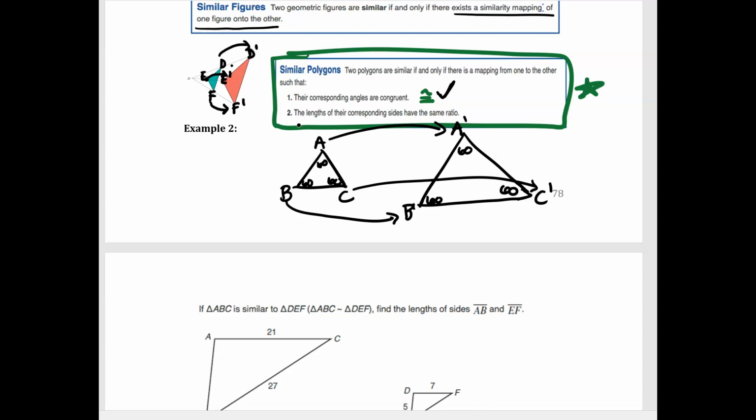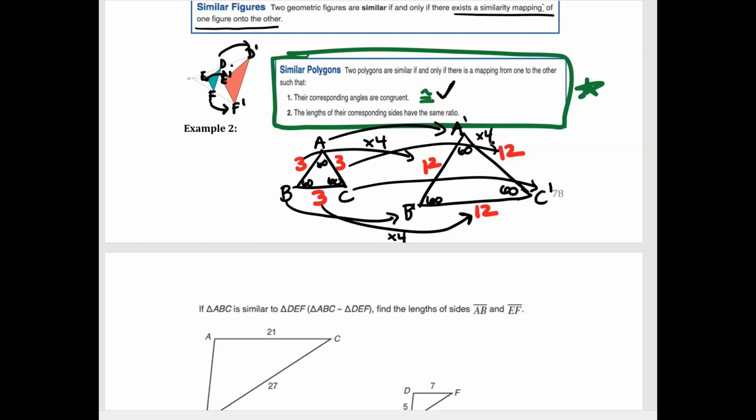Number 2, the lengths of their corresponding sides have the same ratio. So let me fill in some lengths of sides. So let's say this is 3 and this is 12. And let's say this is, well, I'm giving you an equilateral triangle here. So they would all have to be 3 and all have to be 12. But if you look at the sides, the relationship here, 3 times 4 gives us 12, 3 times 4 gives us 12, and 3 times 4 gives us 12, okay? That's an example with equilateral triangles where they're all the same. All the sides are the exact same.